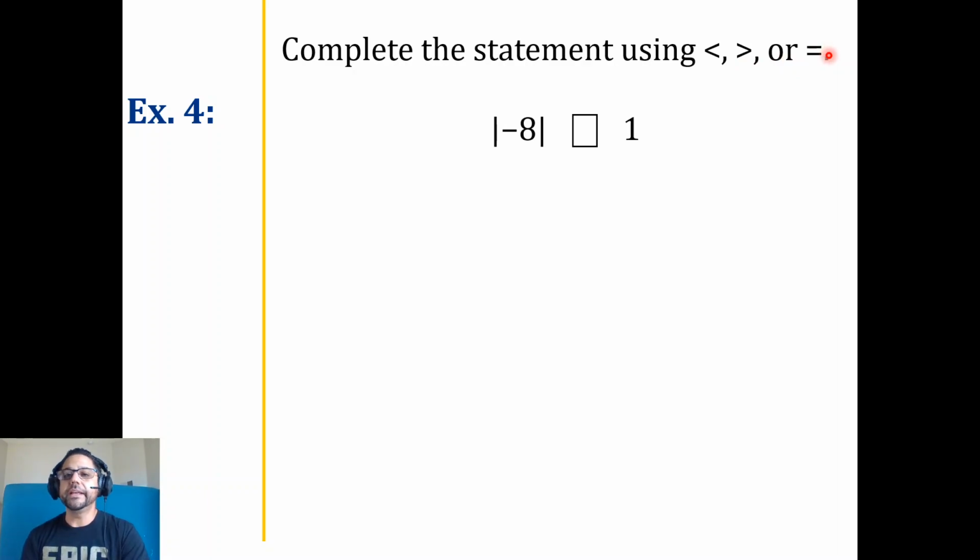So in order to truly compare, we ask our students to take the absolute value of whatever numbers are there. So it says the absolute value of negative 8. Well, that's just 8, right? So then we're asked to compare 8 and 1. Well, that's kind of a duh statement. We know that 8 is greater than 1, but we really want to practice the correct terminology again.